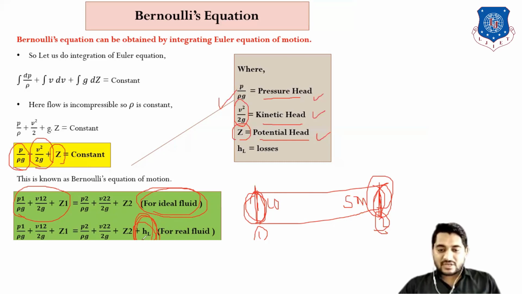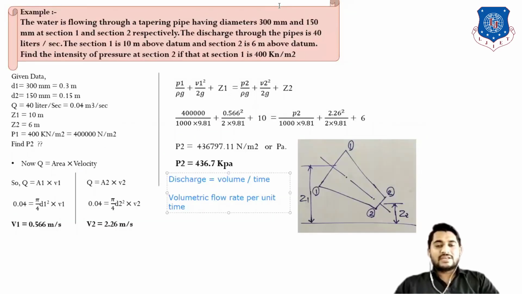So we have to add head losses for real fluid. Clear? So this is known as Bernoulli equation. Now let us solve one example based on Bernoulli energy equation. So first of all, we have to understand what do we mean by discharge.